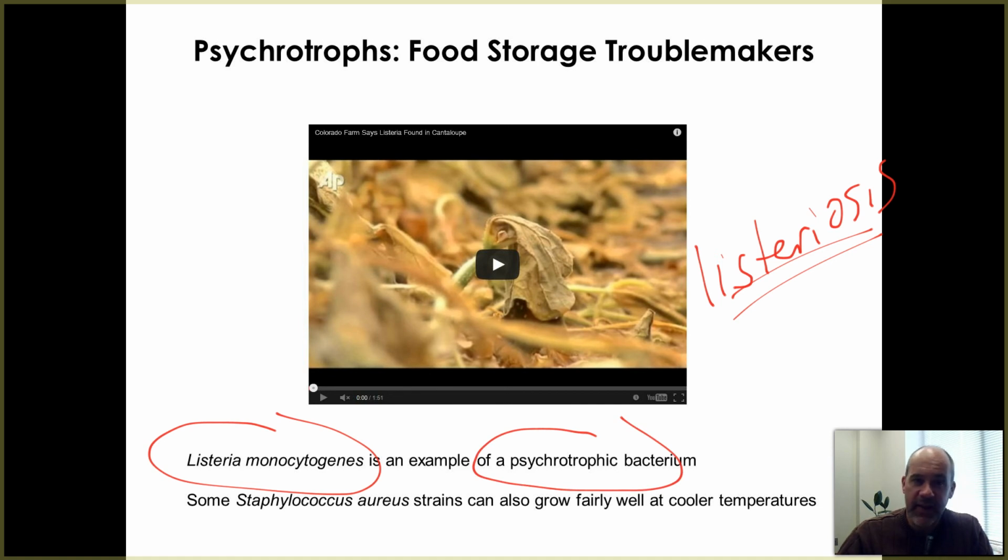It's present out in the environment, especially around farms where you have farm animals, and so it can get on produce. And what happened a couple years ago was there were some cantaloupes from Colorado that were contaminated with listeria, and these cantaloupes got transported around the country in refrigerated trucks, but the bacteria were still growing on the surfaces of the cantaloupes, and people ate the cantaloupes and wound up becoming infected with listeria. And unfortunately, as I was mentioning as well, Staphylococcus aureus bacteria also can grow fairly well at cooler temperatures.